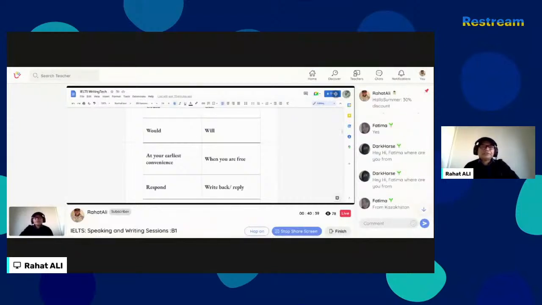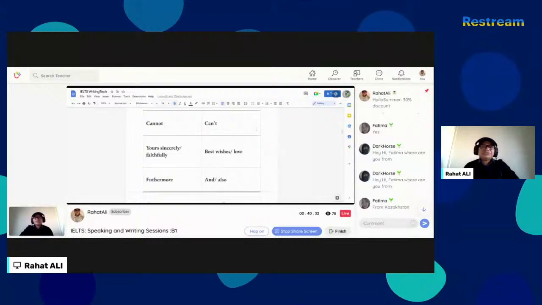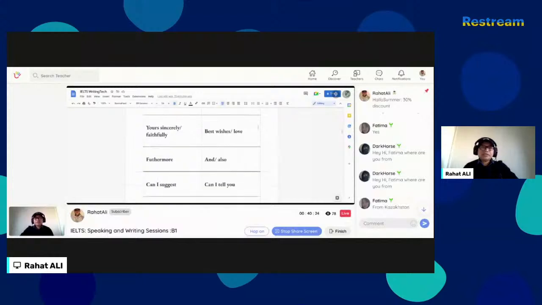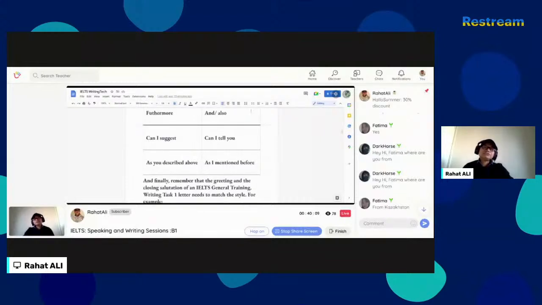Next one is respond, write back. Cannot, can't. As you know, yours sincerely, faithfully, best wishes and love. Furthermore, and also, can I suggest? Can I tell? So be careful about using this word tell. Tell seems like more or less you're ordering someone. Generally, it is avoided in formal communication or in a letter or an application.